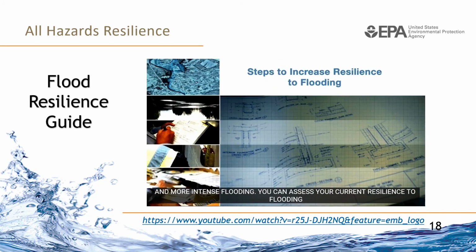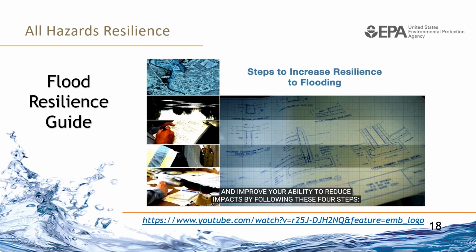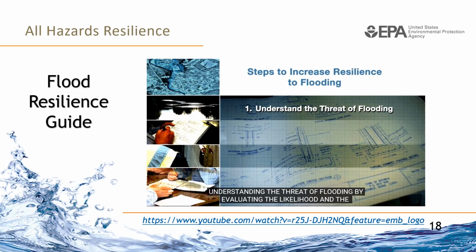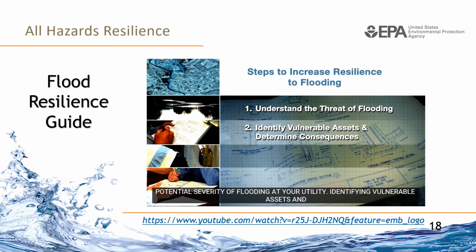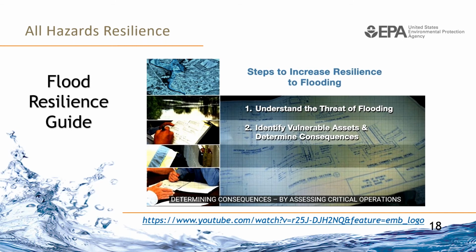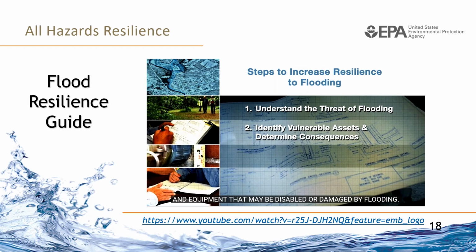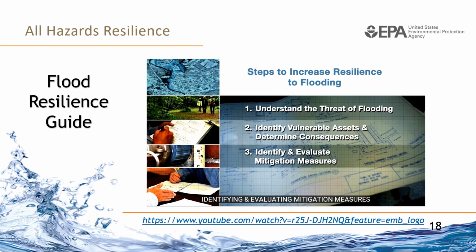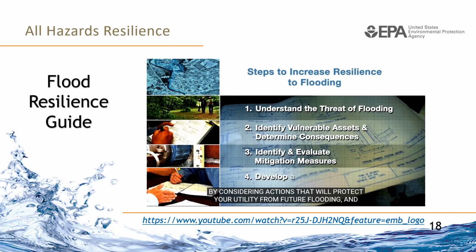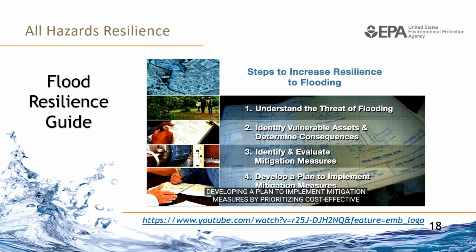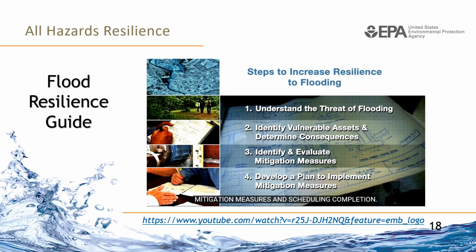You can assess your current resilience to flooding and improve your ability to reduce impacts by following these 4 steps. Understanding the threat of flooding by evaluating the likelihood and the potential severity of flooding at your utility. Identifying vulnerable assets and determining consequences by assessing critical operations and equipment that may be disabled or damaged by flooding. Identifying and evaluating mitigation measures by considering actions that will protect your utility from future flooding and developing a plan to implement mitigation measures by prioritizing cost-effective mitigation measures and scheduling completion.